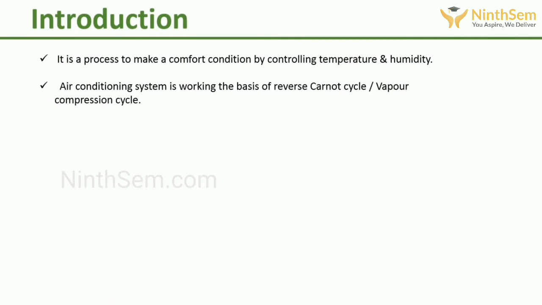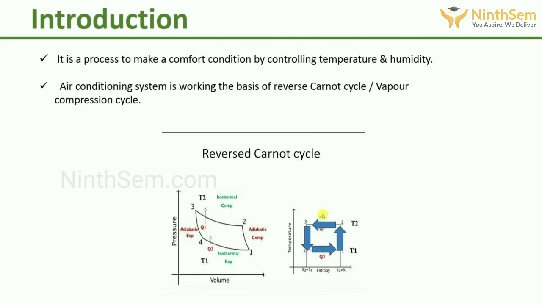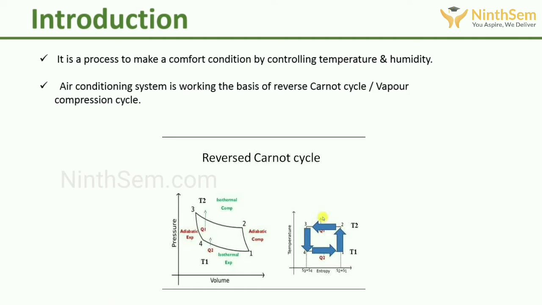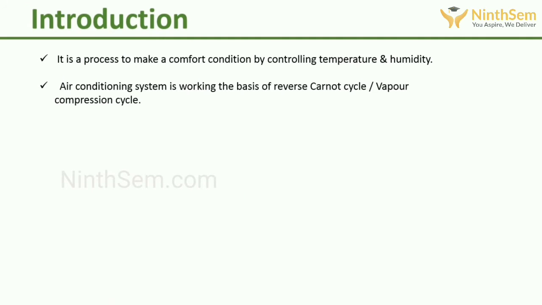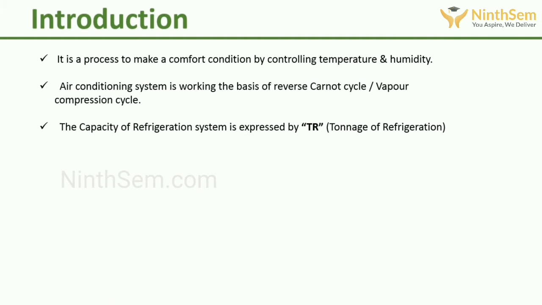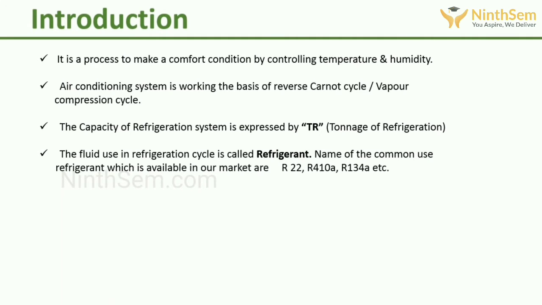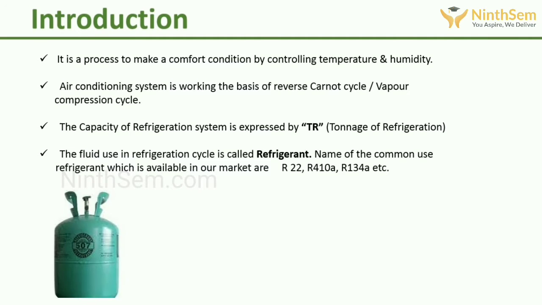Air conditioning system works on the basis of the reverse Carnot cycle or vapor compression cycle. The capacity of a refrigeration system is expressed by TR, that is tonnage of refrigeration. The fluid used in the refrigeration cycle is called refrigerant.